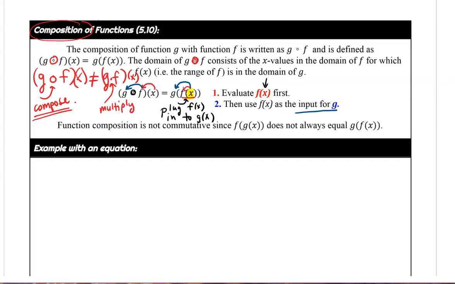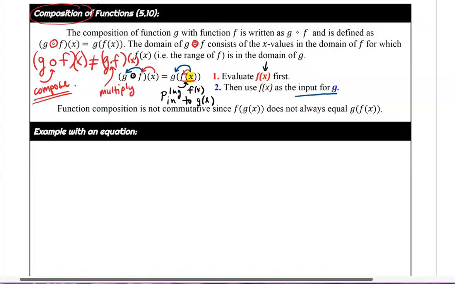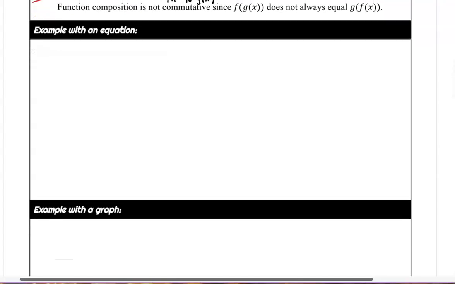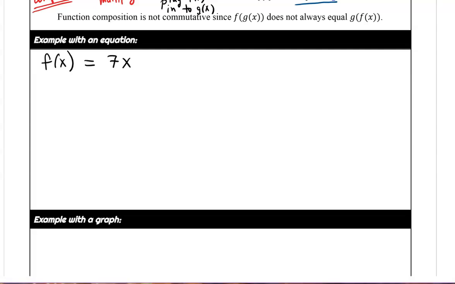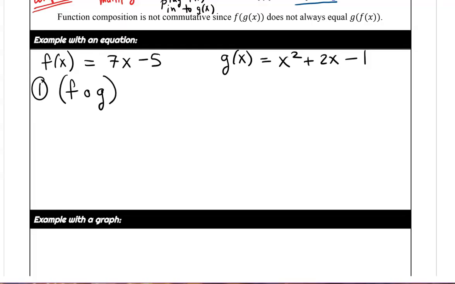Like that. So I'm going to do a couple examples, one with a number and one without, with just different equations. So let's let f of x be 7x minus 5, and let's let g of x be x squared plus 2x minus 1. Okay, so for one example, let's suppose you were being asked to find f of g of 3.